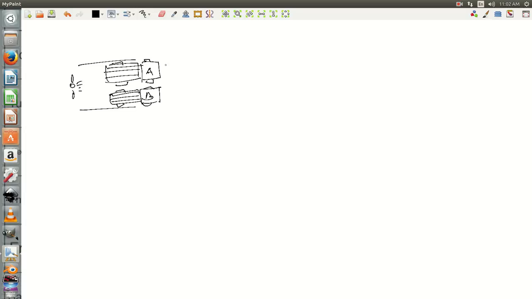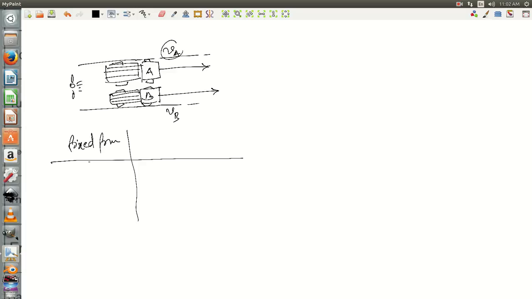Now, if we allow this truck A to move with velocity Va from the fixed frame of reference, or the natural velocity of this vehicle A is said to be Va. Similarly, if the truck B is moving with velocity Vb, from the fixed frame we will simply observe that the truck A will move with velocity Va, and the truck B will move with velocity Vb.